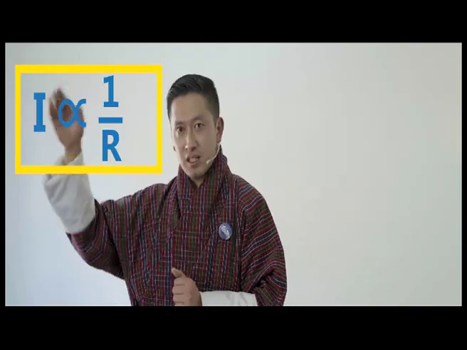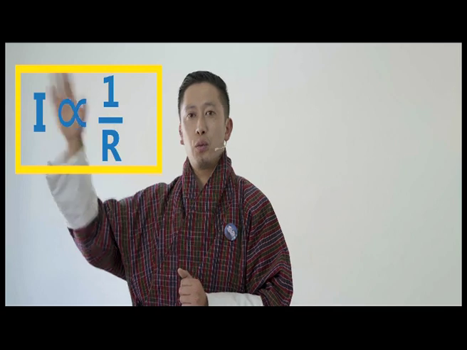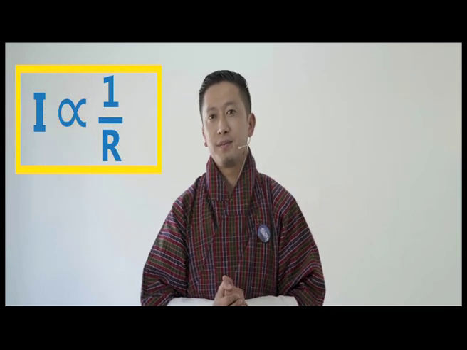So there is an inverse relation, and this in physics is known as an inversely proportional relationship. So there is an inversely proportional relationship between current and resistance. That is, current is inversely proportional to resistance.